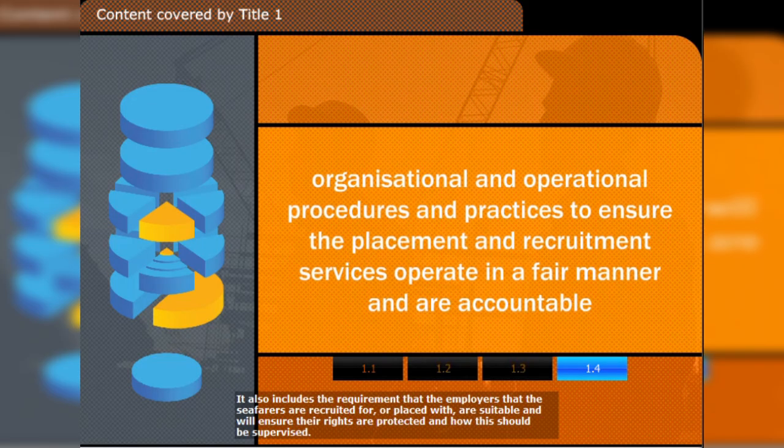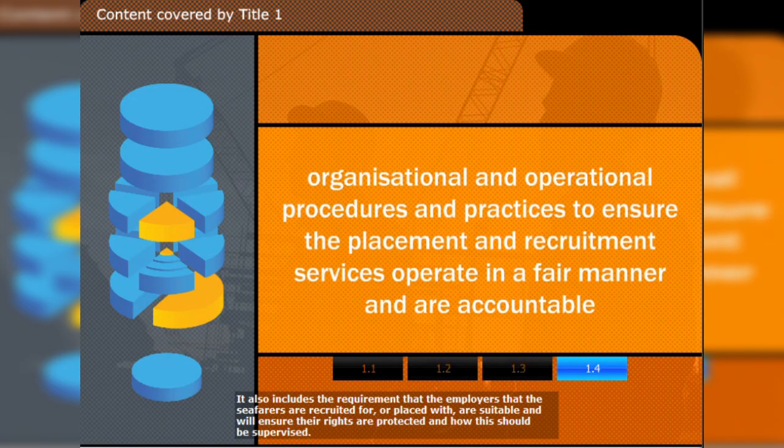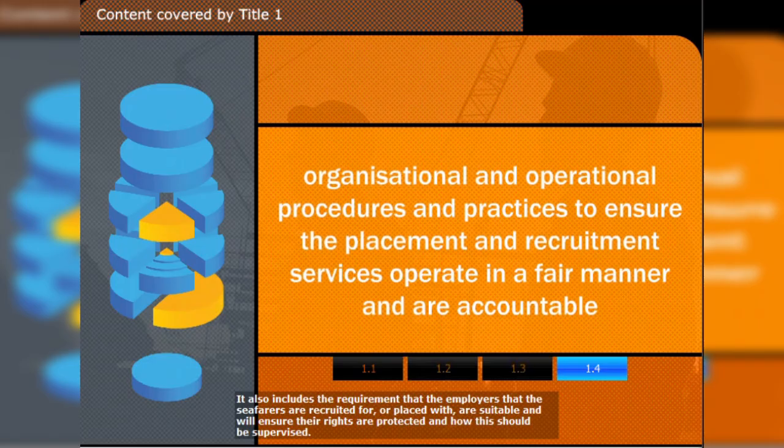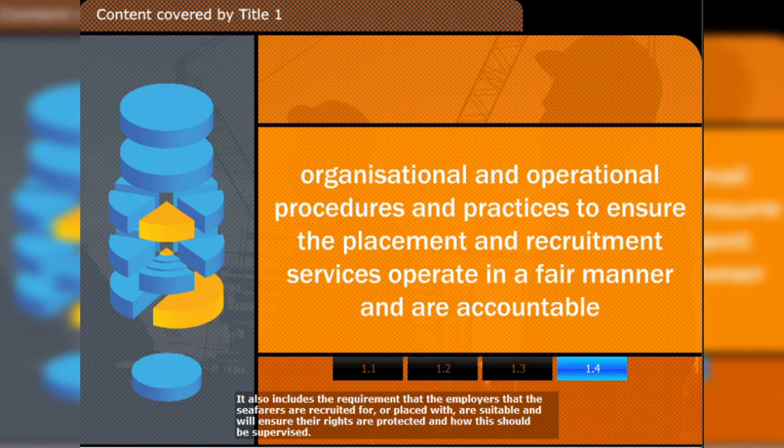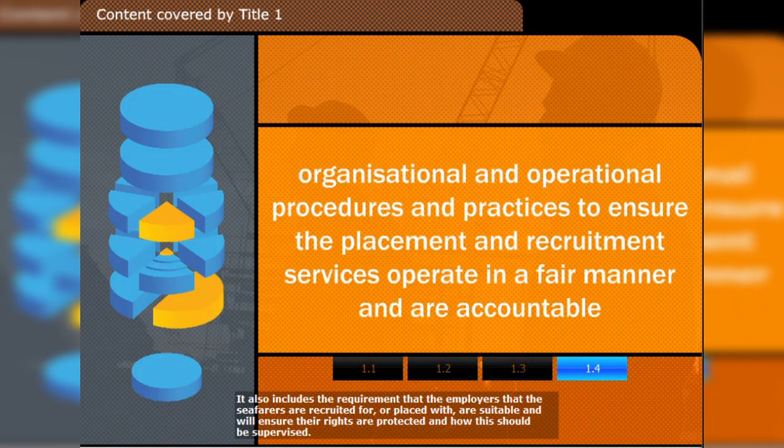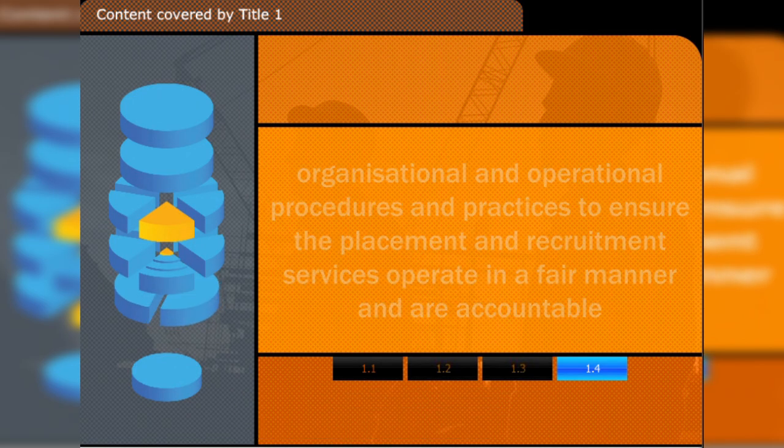Part B of the Code for Regulation 1.4 recommends a whole range of organizational and operational procedures and practices to ensure the placement and recruitment services operate in a fair manner and are accountable.